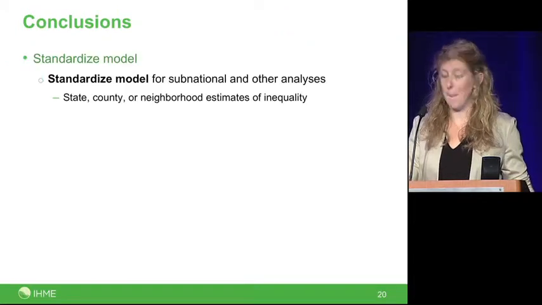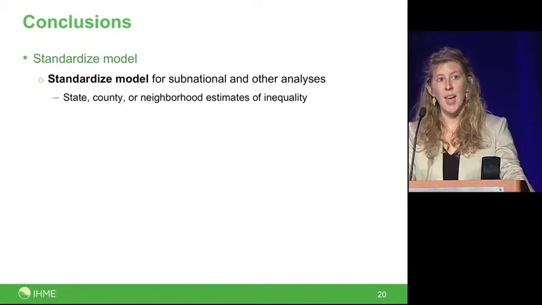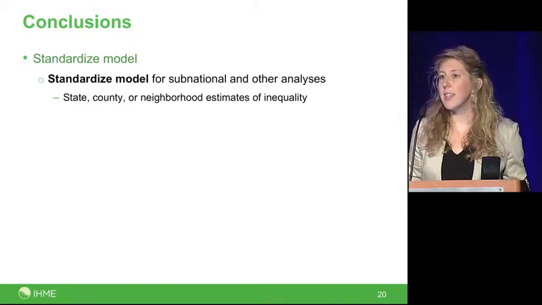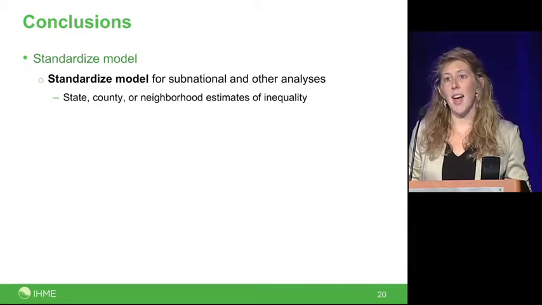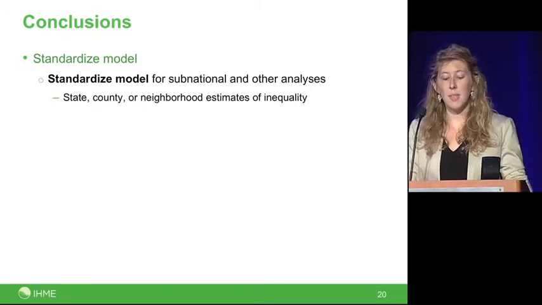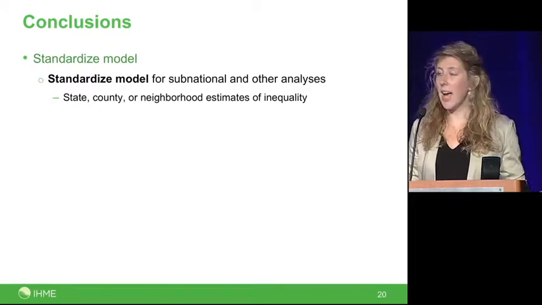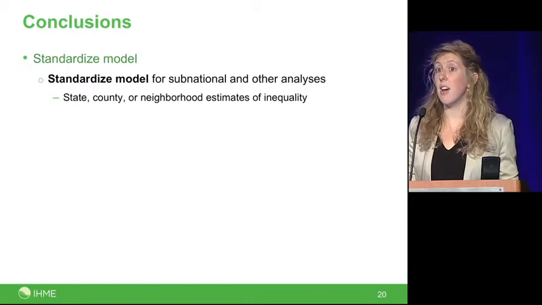So where do we go from here? The first step is to standardize the model. Because this model has relatively simple inputs of asset ownership and household characteristics, this model could be incorporated into subnational analyses so we can begin to make state, county, or even neighborhood level estimates of inequality.